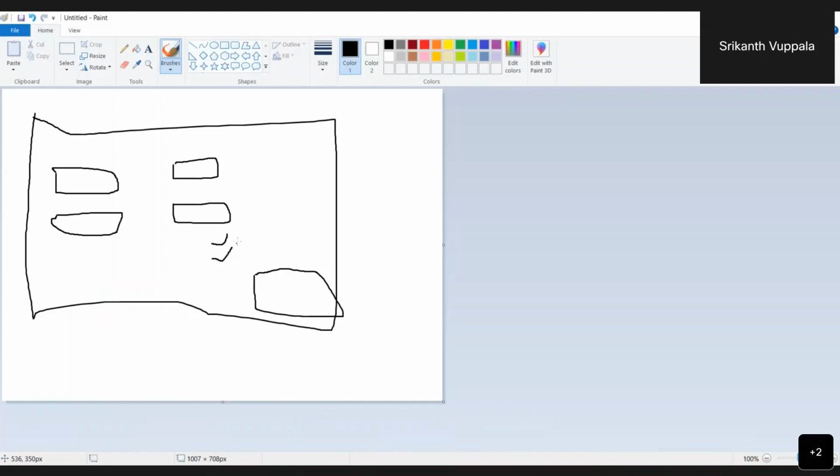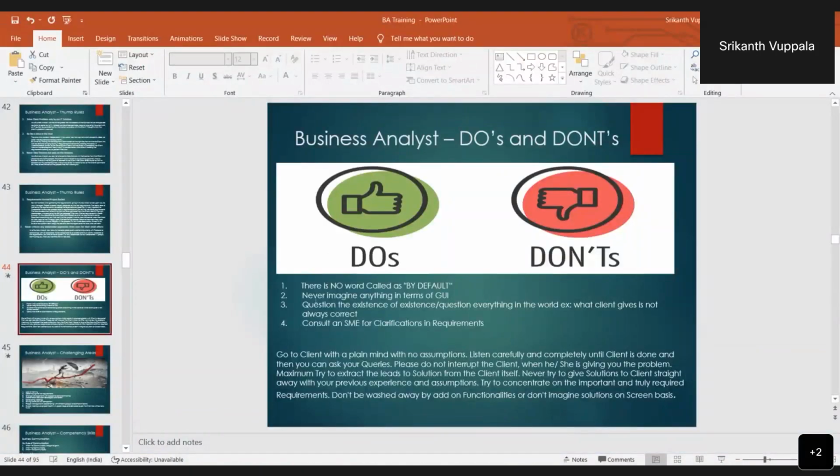Should all the letters be in capital letters, or only the first letter? Should a special character be included, or numerics, or should we accept any spaces, full stops or commas? Everything we have to check with the client, even if it is a very minute part. Right, so always consult an SME for clarifications in the requirement.